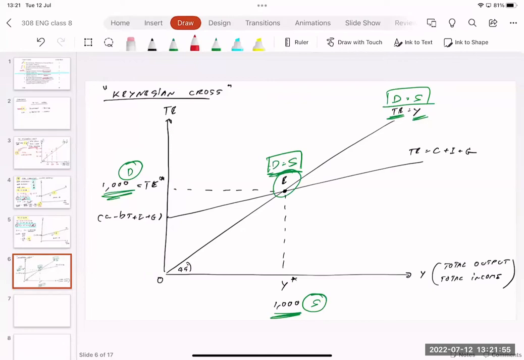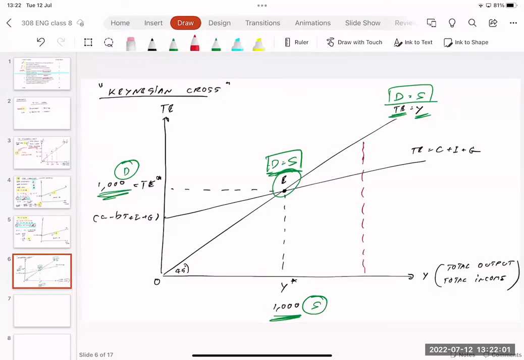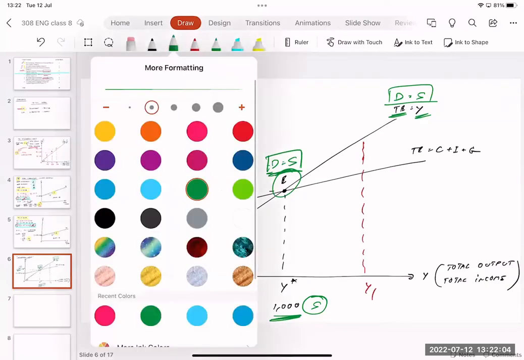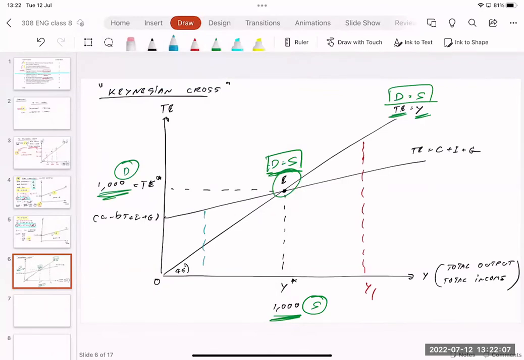The point other than this, for example, the point on the right, I'm going to use the red color here, Y1, or the point on the left, I'm going to use the blue color, Y2. Y1, the red color, what does it mean? You can see that at Y1, the 45-degree curve is high. The 45-degree curve represents supply, the number of products you can produce. The TE curve, which is lower, represents demand. This is how much money you're going to spend, right?